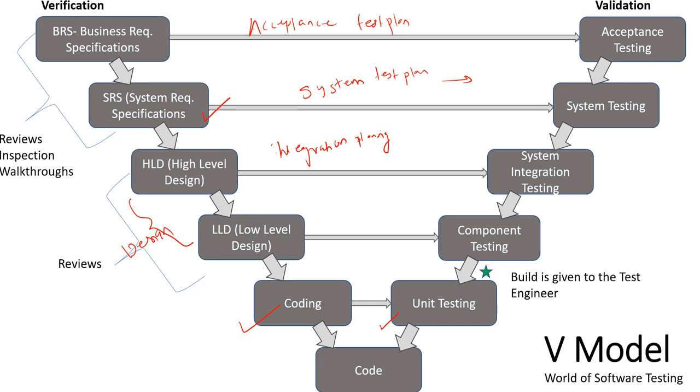Then the next phase is the validation phase. Once the unit testing is done, we can pass this build to the test engineers for the testing purpose. So let's first understand what unit testing actually is. The unit tests are designed in the low level design or module design phase, and they are executed on the code during this validation phase.